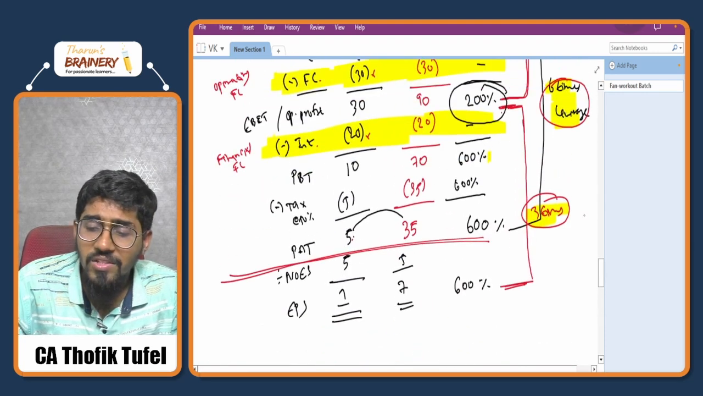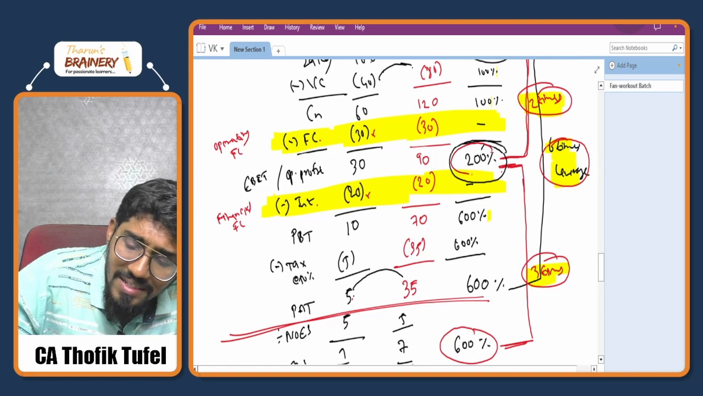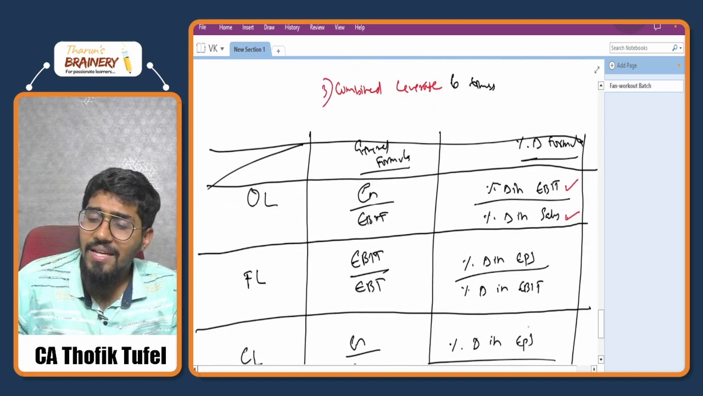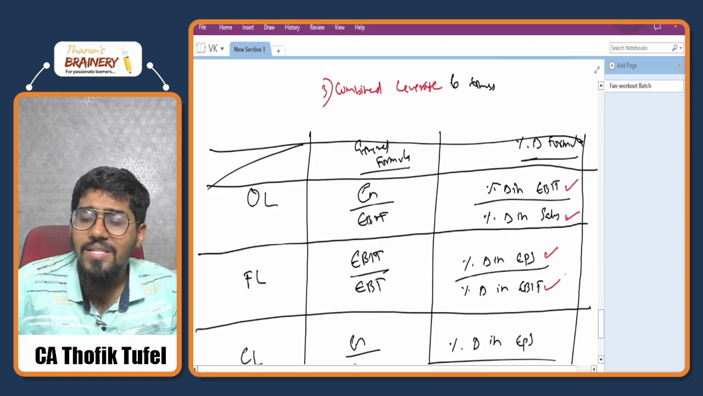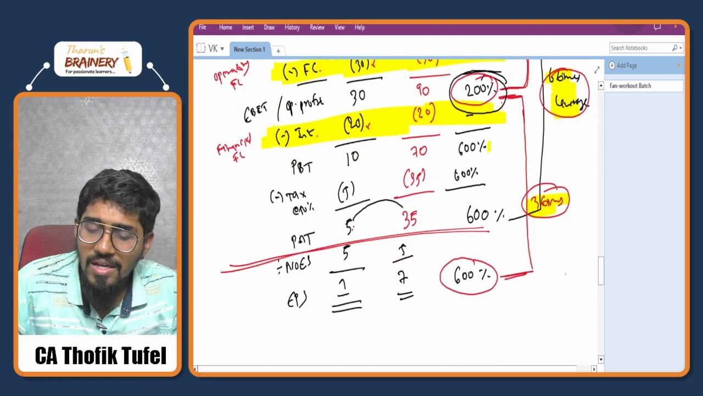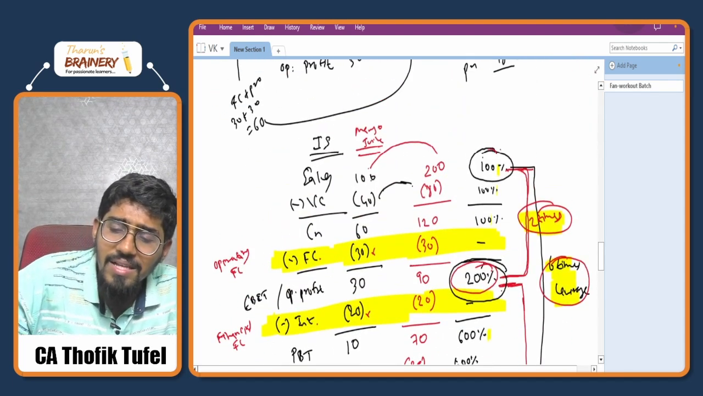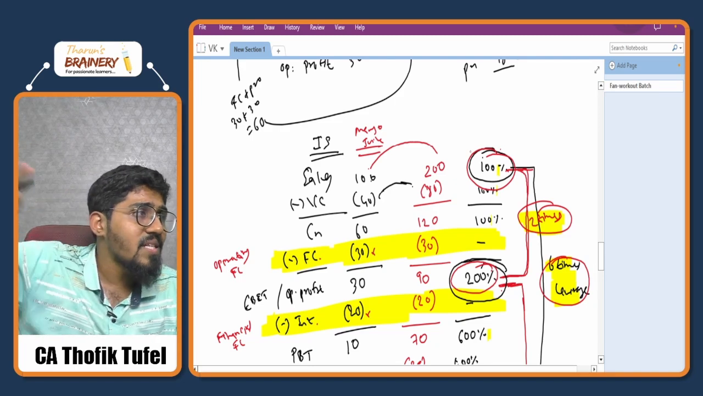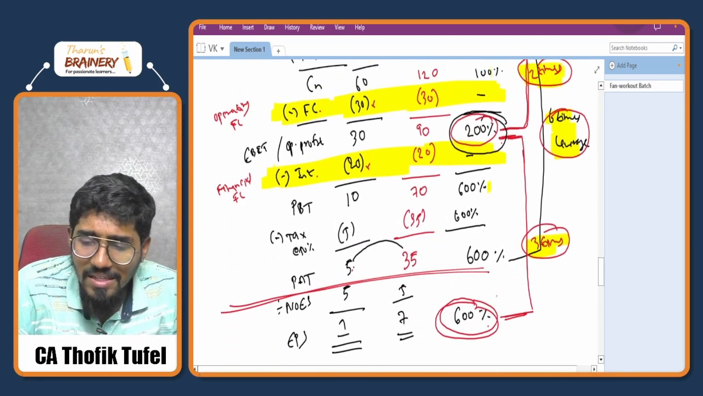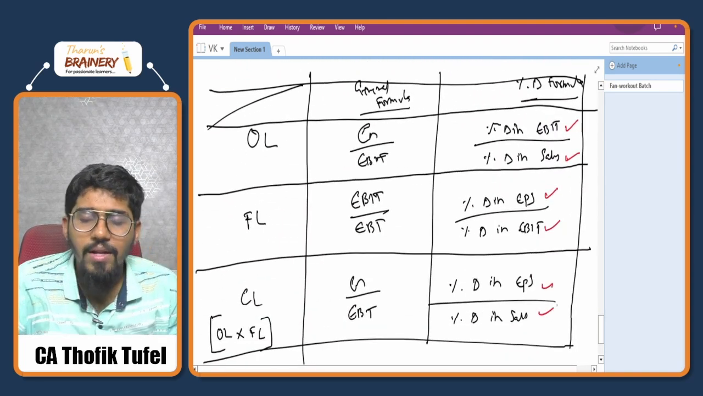Sir, how did I calculate financial leverage? Percentage change in EPS, you divided it by percentage change in operating profit. That is 600 divided by 200, three times. So percentage change in EPS divided by percentage change in EBIT is equal to financial leverage. Sir, how did you calculate combined leverage? 6 times. So 600 percentage divided by this 100 percentage, because a 100 percentage increase is giving a 600 percentage increase, right? So 600 divided by 100, 6 times. So percentage change in EPS divided by percentage change in sales is equal to combined leverage.